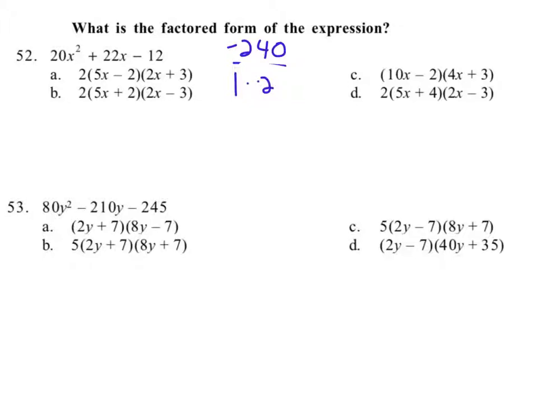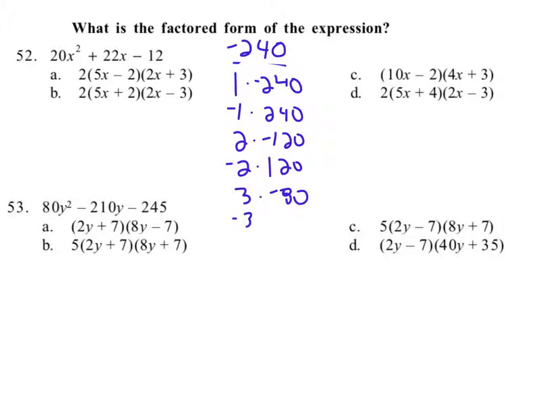Okay, 1 times negative 240. No. Negative 1 times 240. 2 times anything? 2 times negative 120 or negative 2 times positive 120. 3 times anything? Yeah, 3 times negative 80 or negative 3 times positive 80. 4 times anything? Sure, 4 times negative 60 or negative 4 times 60. 5 times anything? Yeah, 5 times negative 48 or negative 5 times positive 48.